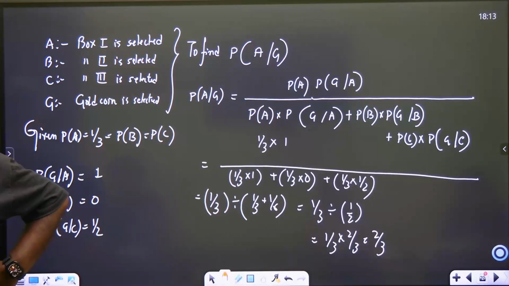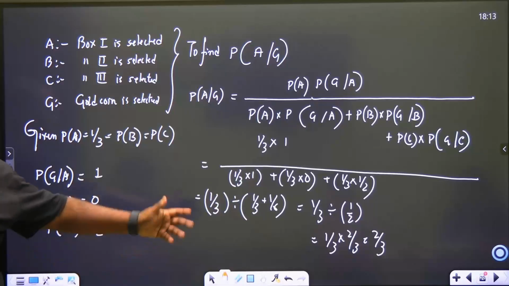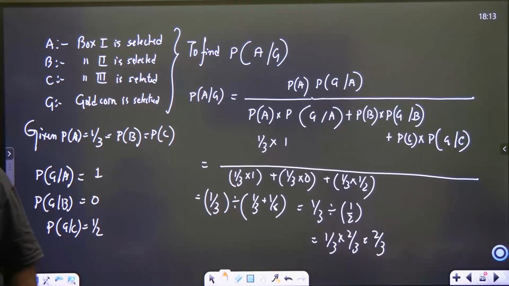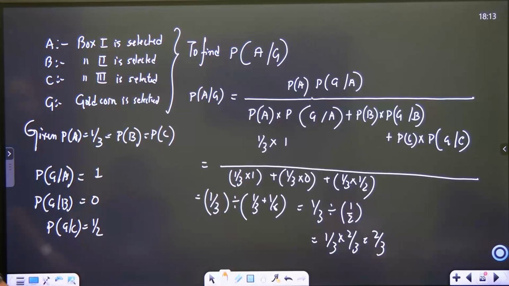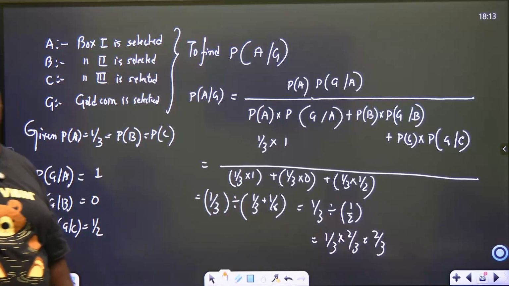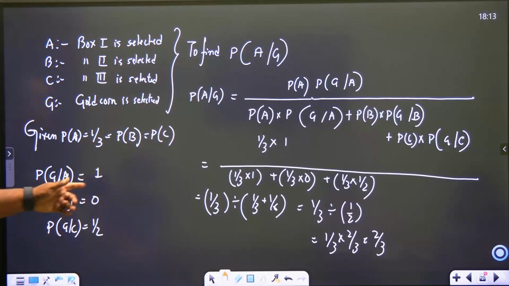After this step, what do we have to do? Your problem is done. This is the answer. This is what they have asked you: the probability that the gold coin came from a box which has both gold coins is 2/3.